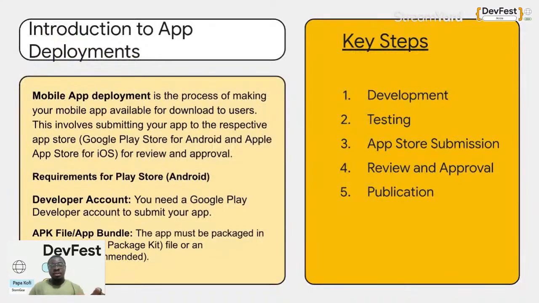So let's talk about app deployment in general. Generally, mobile app deployment is the process of making your app available to users through the app stores. The popular ones are the Google Play Store and the Apple App Store. However, in reality, there are other places you can find apps like APKPure and F-Droid. But the common ones that almost everyone uses are the iOS App Store and the Google Play Store.